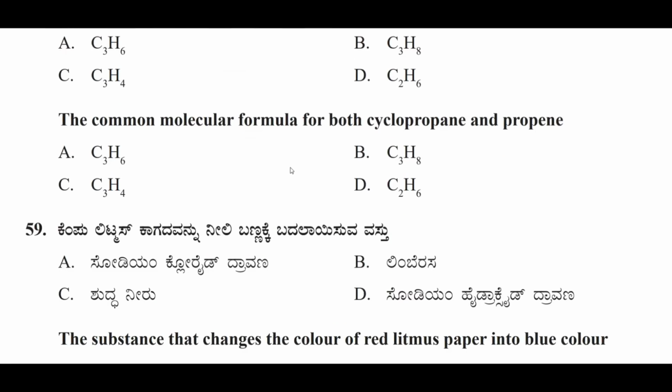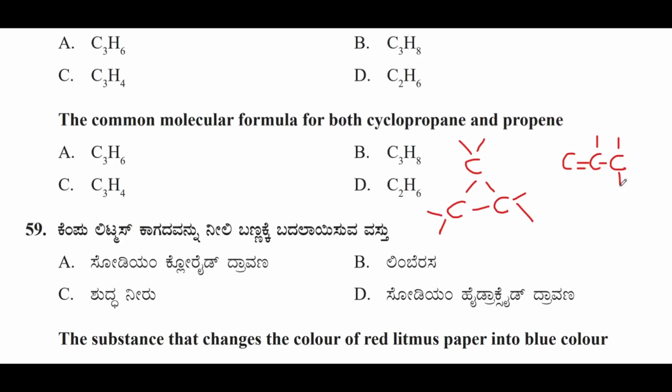The common molecular formula for both cyclopropane and propene is. Now I will write the structure of cyclopropane. You can see that there are 3 carbon atoms, that is C3. Number of hydrogen atoms will be 6. Therefore, the correct answer is option A, C3H6.